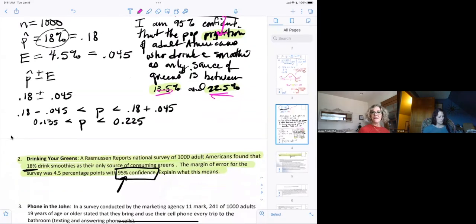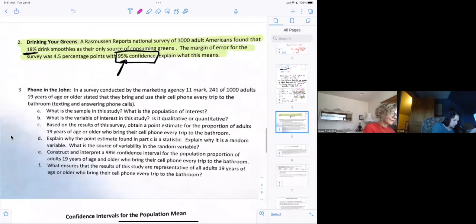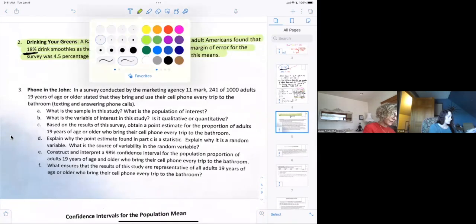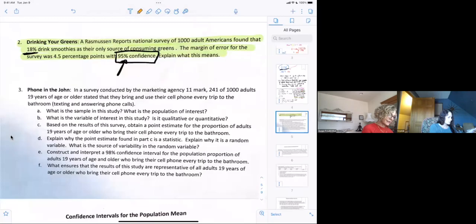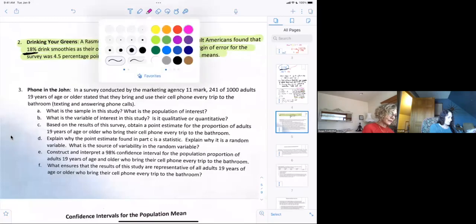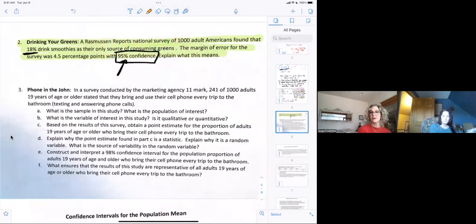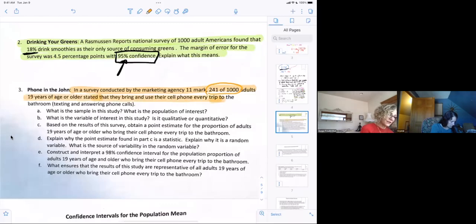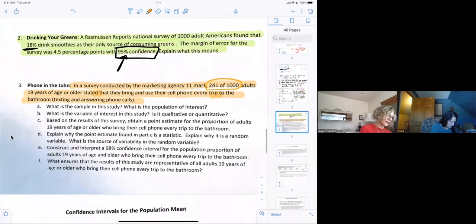Okay, let's move on now to part 3. Part 3 says, I don't know if you all do this, but I think this is really gross. Don't bring your phone into the bathroom or your iPad or whatever. Bring something that you can throw away. In a survey conducted by the marketing agency 11 Mark, 241 of 1,000 adults 19 years or older stated that they bring and use their cell phone every trip to the bathroom, texting and answering phone calls.